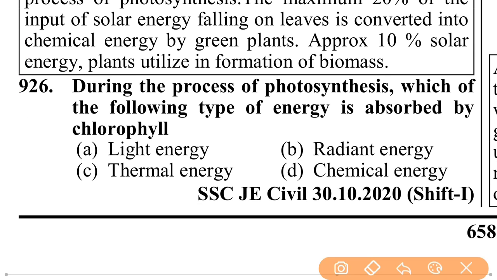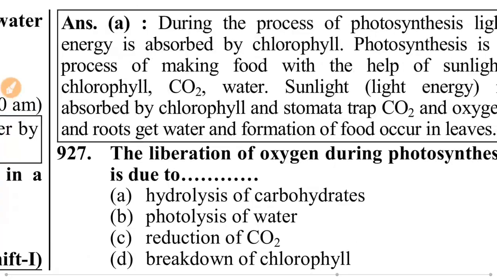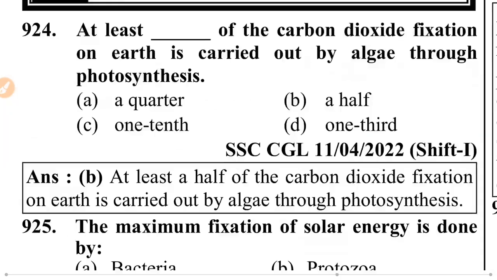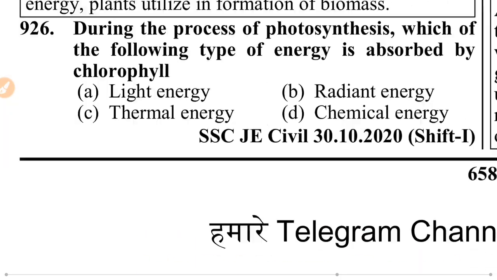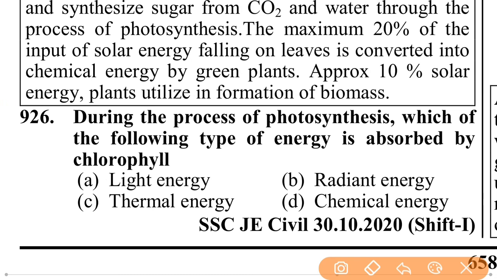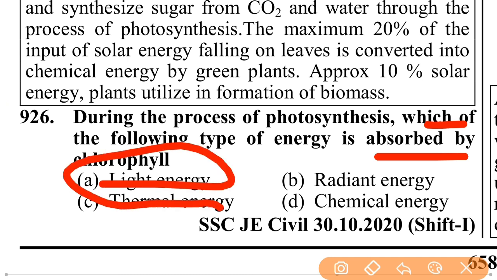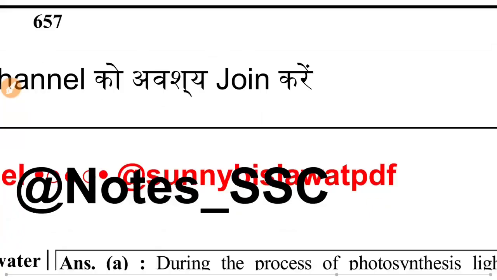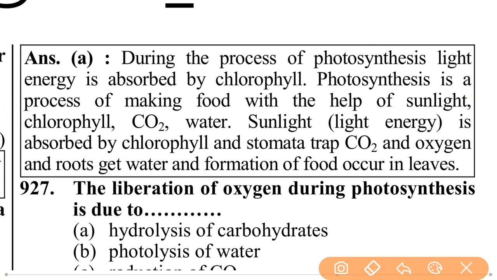During the process of photosynthesis, which of the following types of energy is absorbed by chlorophyll? Light energy. That is light energy. During the process of photosynthesis, light energy is absorbed by chlorophyll.